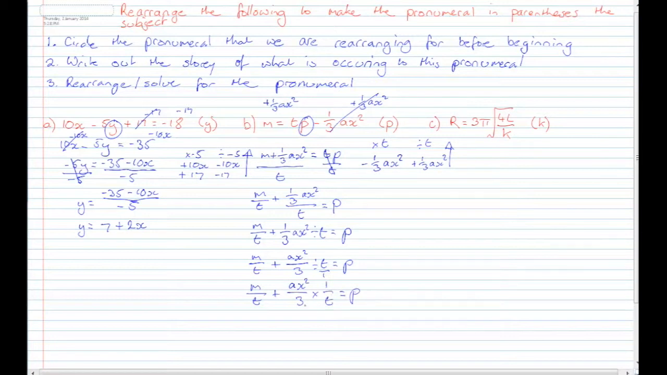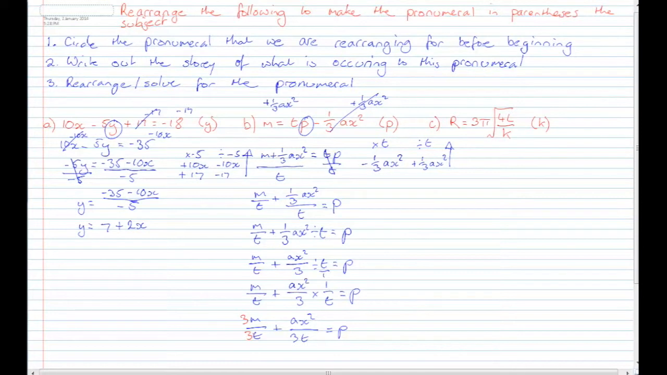Alright, and then what we need to do is just combine it. So you've got m over t plus ax squared times 1, which is just ax squared, over 3t is equal to p. What I could then do is multiply this term by 3 to give it a common denominator. So I multiply this by 3, and whatever I do to the top, I do to the bottom.